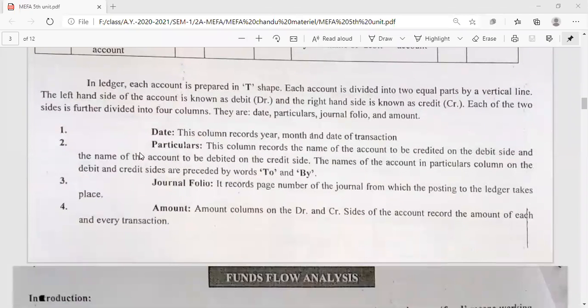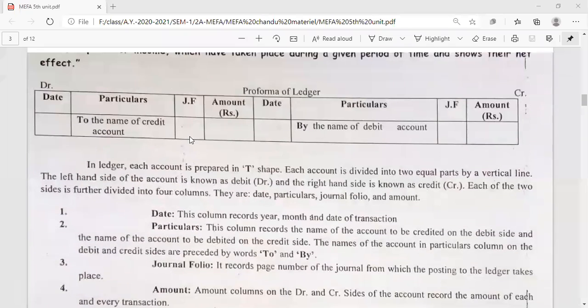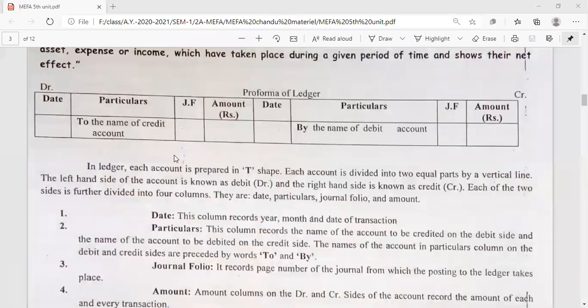Okay, journal folio. It records the page number of the journal from which the posting to the ledger takes place, right? Now you have already written the journal. That means you will be having some page number that has to be written in the journal folio. Now, if you have any doubt by seeing this principal book, that is the ledger book, you can go and verify that particular journal folio. Okay.